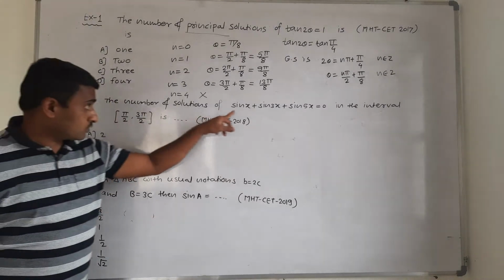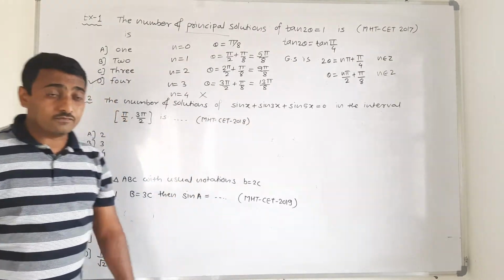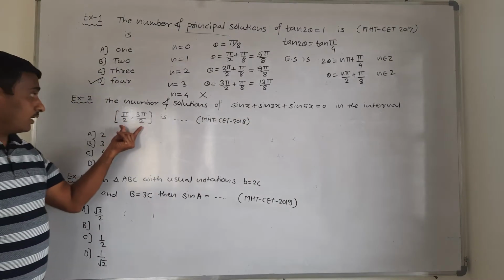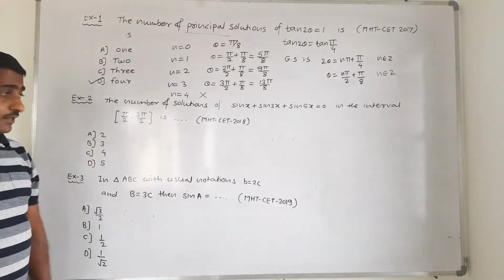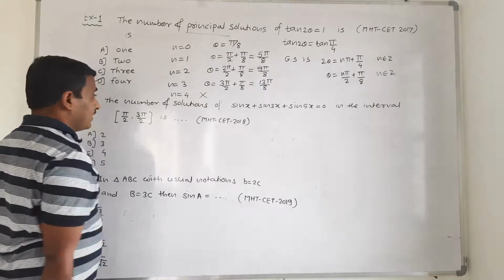Next, the number of solutions of sin x plus sin 3x plus sin 5x equal to 0 in the interval pi by 2 to 3 pi by 2. This question was asked in MHT CET 2018.